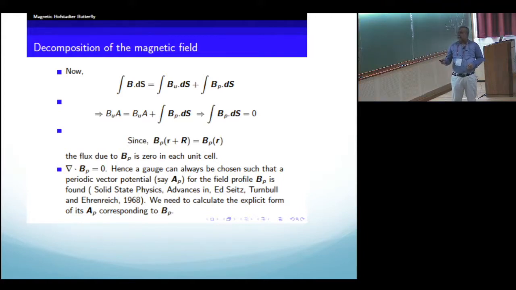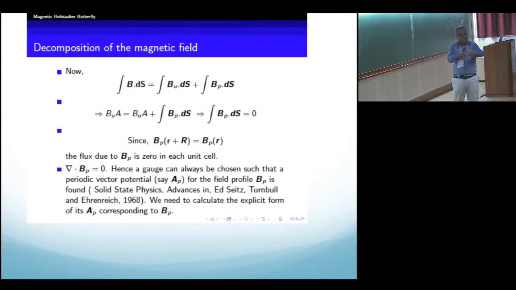But the point is that if you would like to do any calculation in such a periodic form, you need to calculate the explicit form of the corresponding vector potential in some suitable gauge for the periodic part of this field. This is the time when we were struggling to figure out how to generalize our calculation for a periodic modulation of magnetic field in two dimensions. Then we realized this very interesting identity, and we figured out that if we can utilize this identity in a sensible way, then our calculation is possibly going to be much simpler.